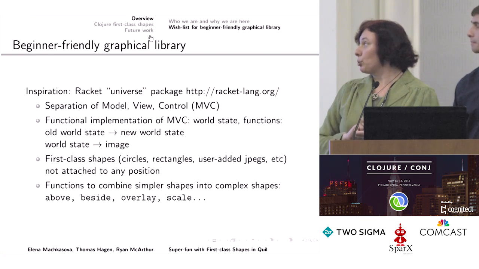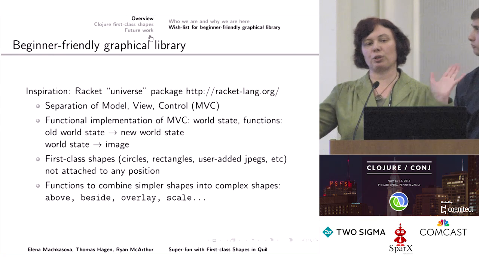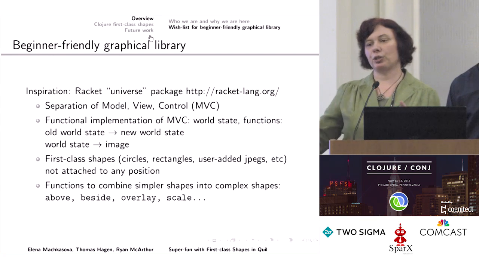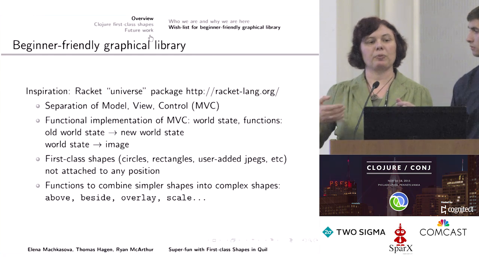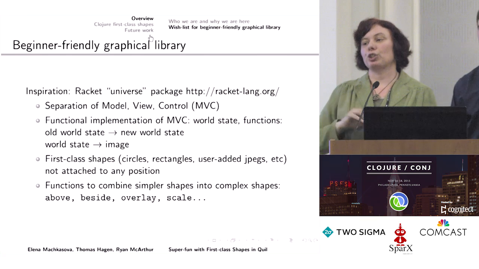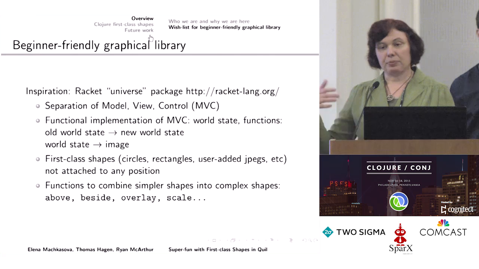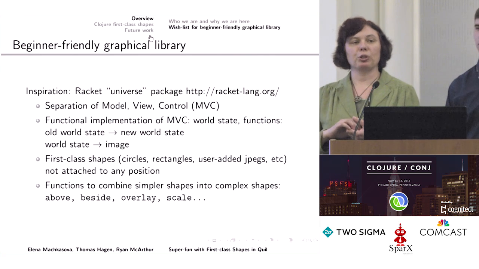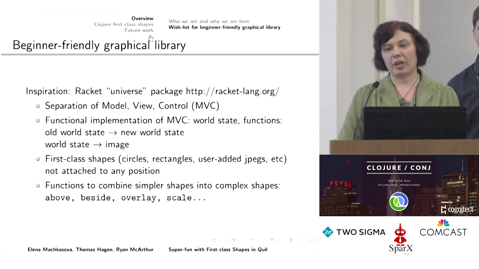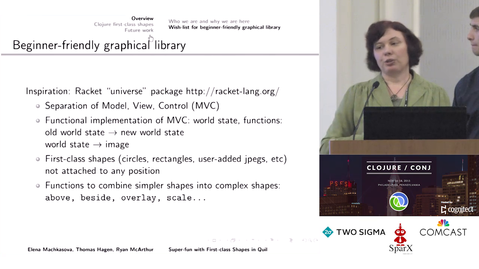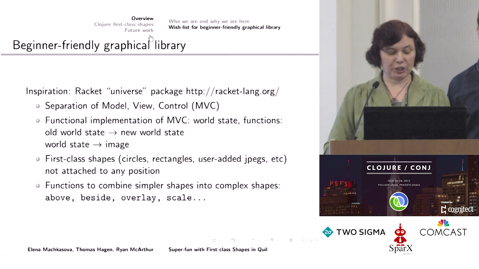And Racket also has first-class shapes. So you can define a circle, a blue circle of radius 5, and you can use it in your program as an object, and you can store it in a variable, return it from a function, put it in a list. So you can do anything with it that you can do with a number. And you can have various shapes. You can also have user-imported images there, so JPEGs and other formats. And you can use this to create games or art or various interactive programs.